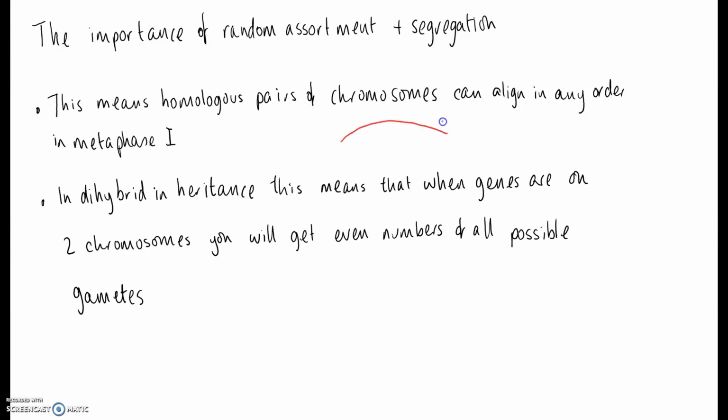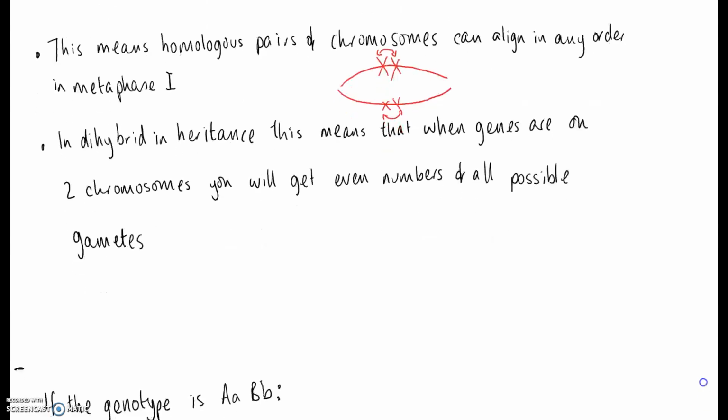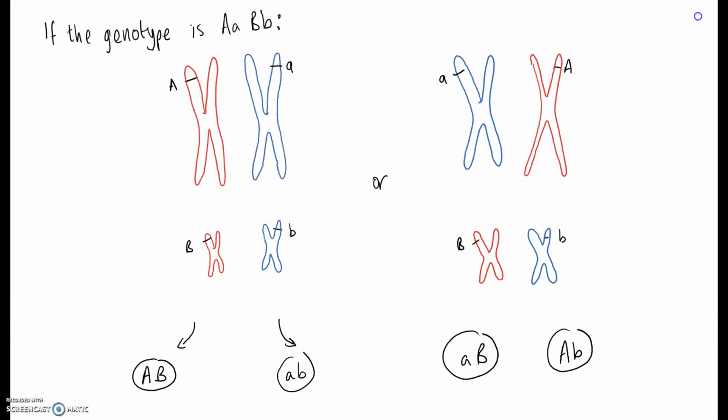So if we've got the spindles like this, then the chromosomes can line up like that. But each pair could be either way around, like that, okay? And in dihybrid inheritance, that means that when the genes are on two chromosomes, you'll get even numbers of all possible gametes. So, if the genotype is big A, little a, big B, little b, on metaphase 1, the chromosomes could line up this way around like this.